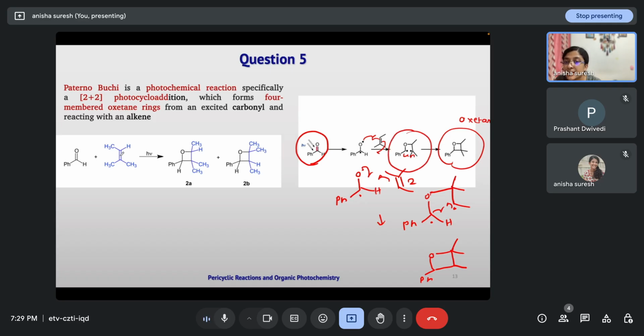So as you can see here, there are two possibilities. It will give 2A and 2B, out of which this will be the major product and this will be the minor product, depending upon the radical stability. So the right answer, where alkenes and carbonyl compounds react to form oxetane rings, is the Paterno-Buchi reaction.